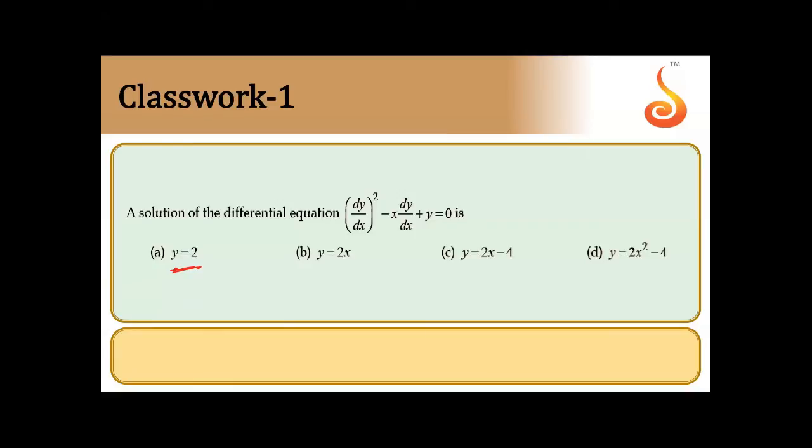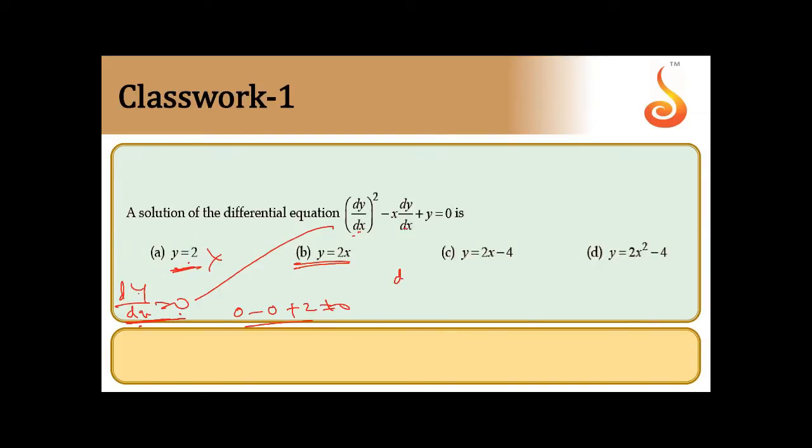Y is 2x, y dash is 0. Dy by dx is 0. Does this satisfy? Zero minus, no, it's not satisfying. You have to apply the verification method only, no alternate method here. So which of the following is the solution of this one? If I take y equal to, dy by dx is 0. So this is 0 minus 0 plus 2. It's not 0. First option is ruled out.